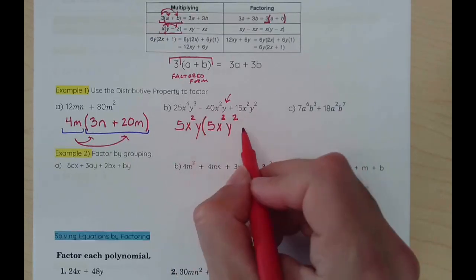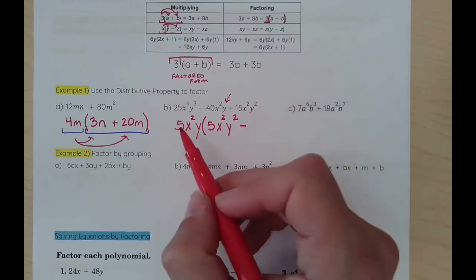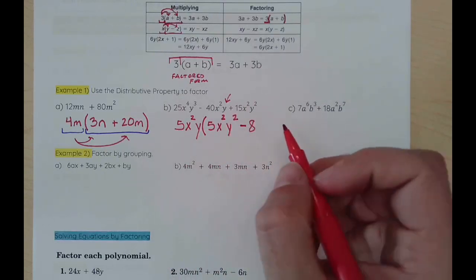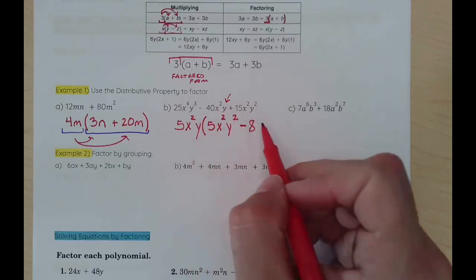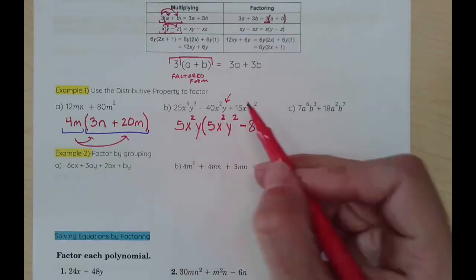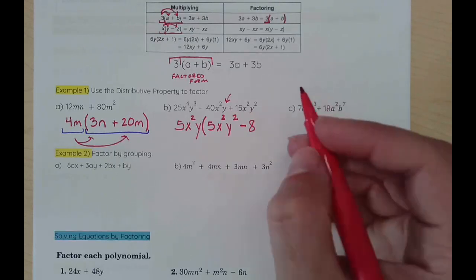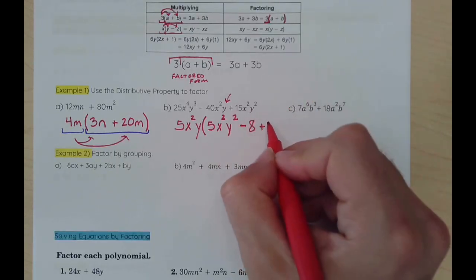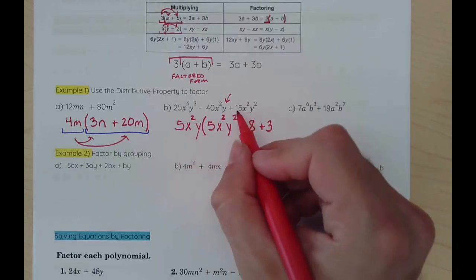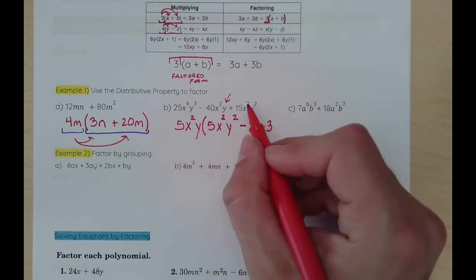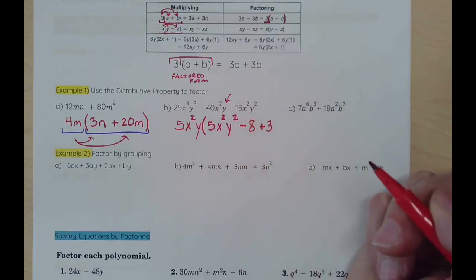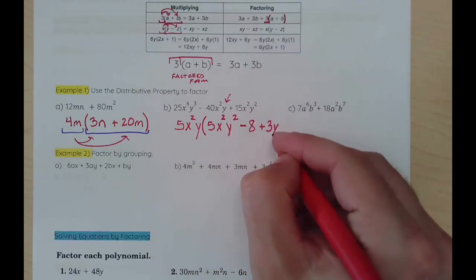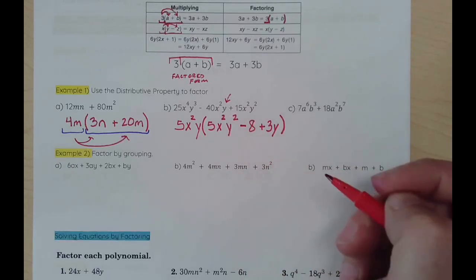Carry this minus through. 5 times 8 gives me 40. x squared is already here, so I don't have to multiply it by anything. y is already there, so there's nothing else to do there. This plus sign gets carried down. 3 times 5 is 15. x squared, I already have it. And then y times what gives me y squared is y. And that would be my factored form.